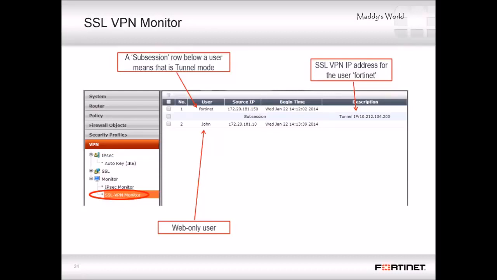The FortiGate GUI includes an SSL VPN monitor table which shows all the SSL VPN users currently connected to the FortiGate device. It displays the usernames, IP addresses where the connections are coming from, and connection times. A subsession row below a user means that it is a tunnel mode user. At the right of those rows, we can see the SSL VPN IP address assigned. In this example, the user, Fortinet, is using tunnel mode and the user, John, is using web-only mode.